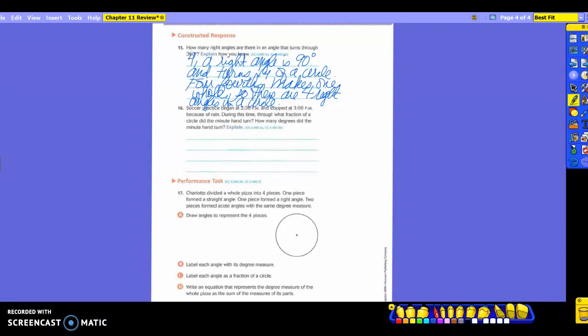So a right angle is 90 degrees and turns a fourth of a circle. 4/4 makes one whole, so there are 4 right angles in a circle. Or you could have said that there are 4 right angles in 360 degrees. You could have added that an angle that turns through 360 degrees is a full circle. As long as you basically know that 360 degrees is a full circle and that there are going to be 4 of those right angles.